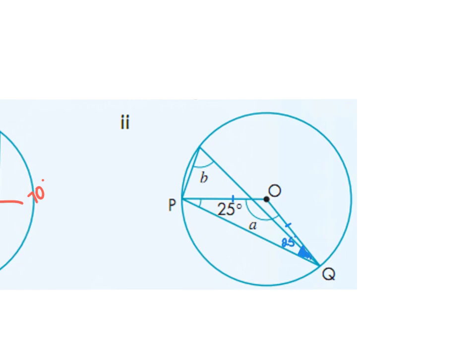Use our angle fact rules of triangles. So 25 add 25 gives us 50. 180 subtract 50 gives us 130, so that angle A is 130 degrees. And then we know that the angle at the centre is double the angle at the circumference, so if we half 130 we'll get angle B, which is 65 degrees.